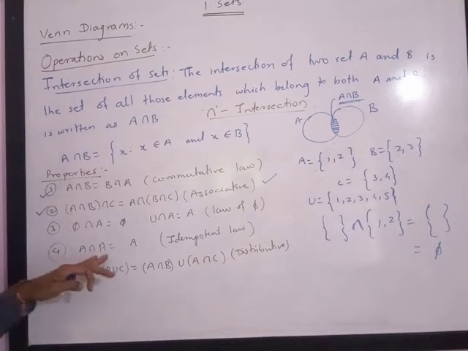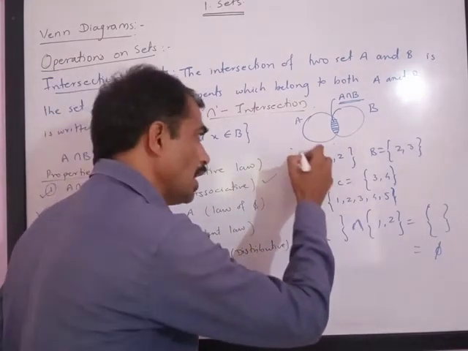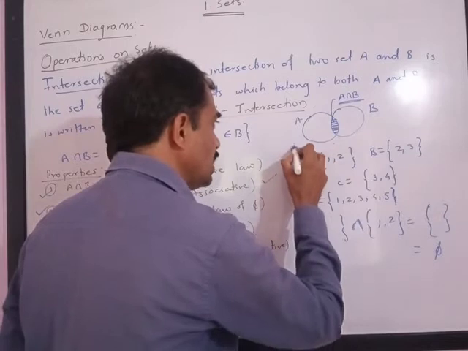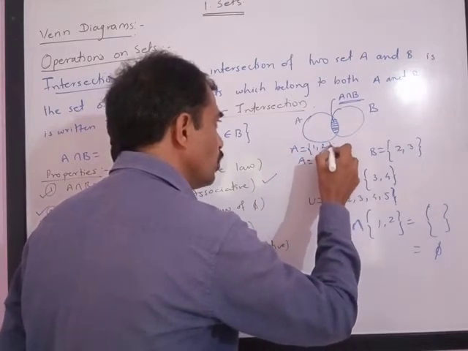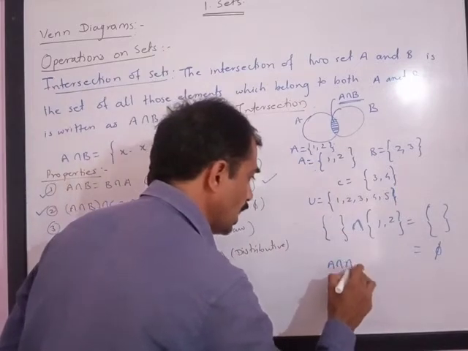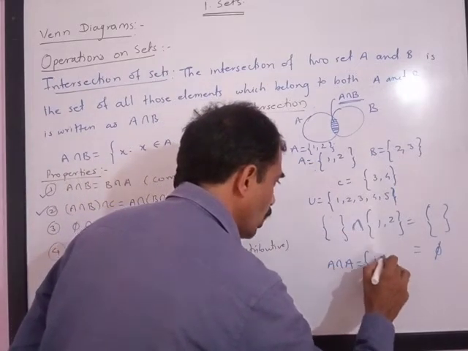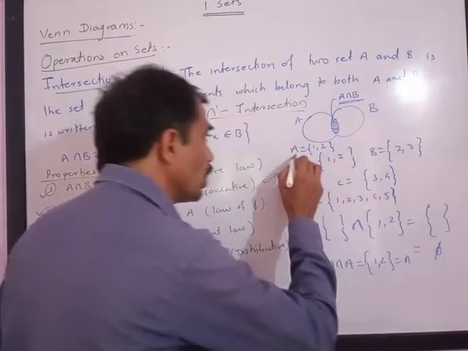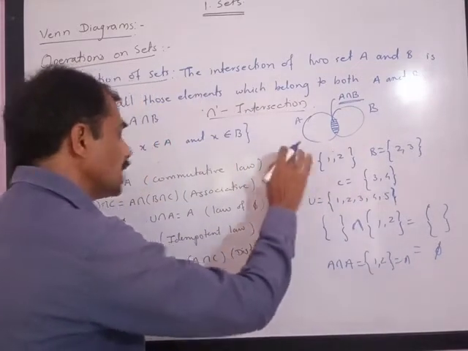Now A intersection A, the intersection with A itself. A is the set {1, 2}, and if you take the common elements of A intersection A, the common elements are 1 and 2, which is equal to A. So A intersection A is equal to A, the set itself.